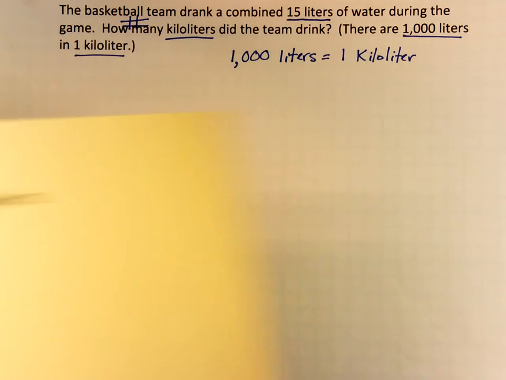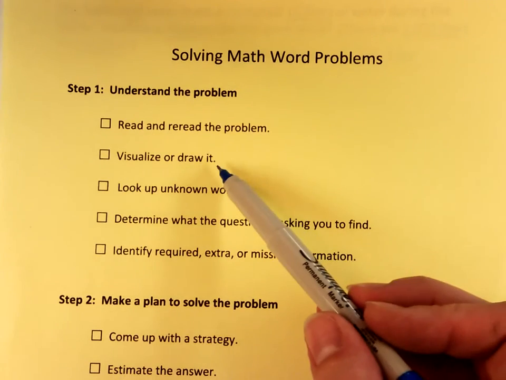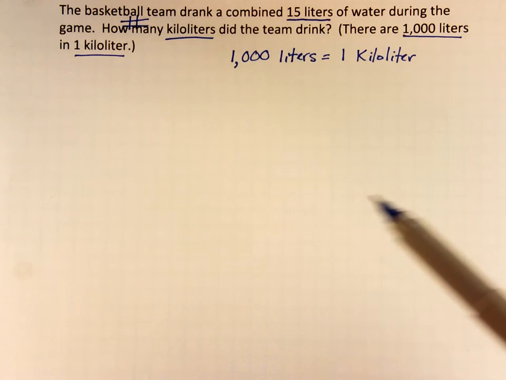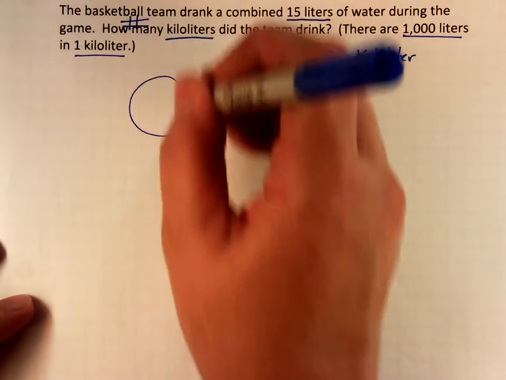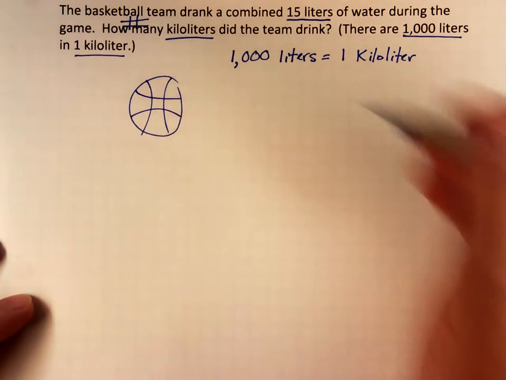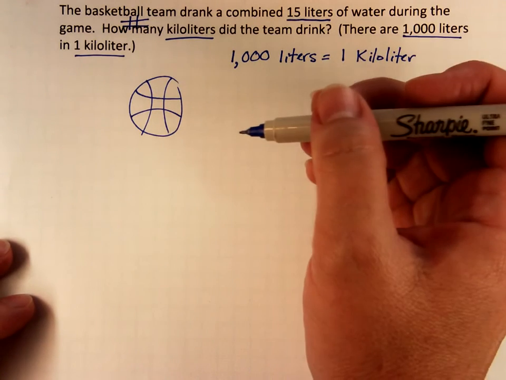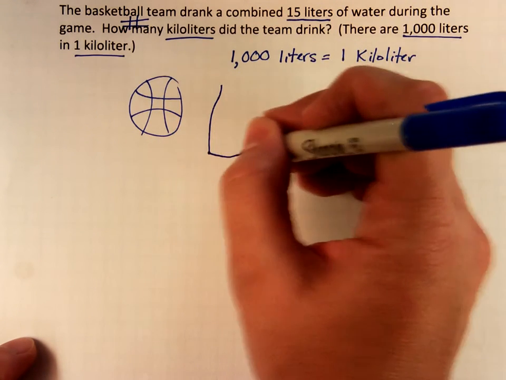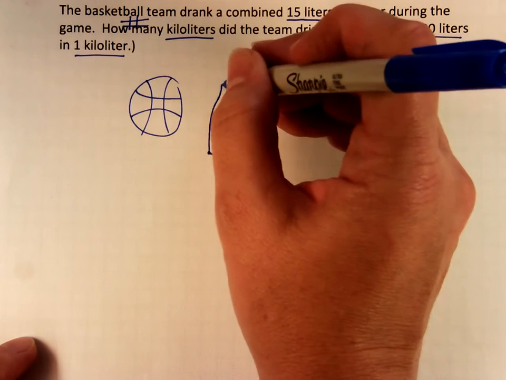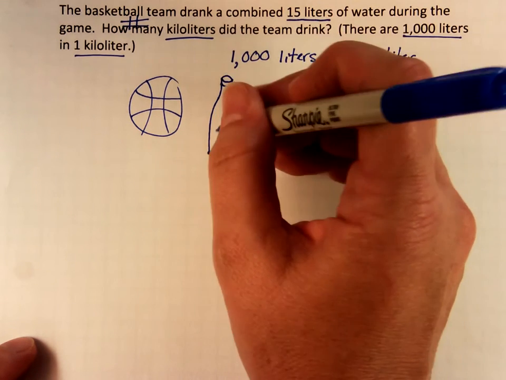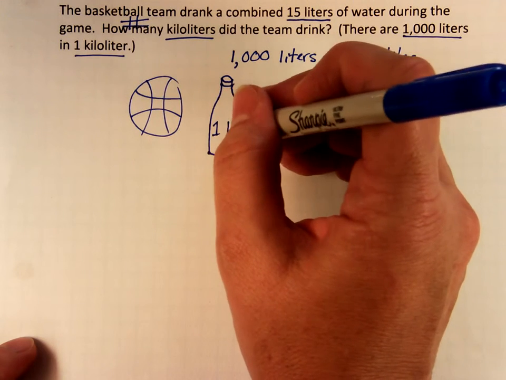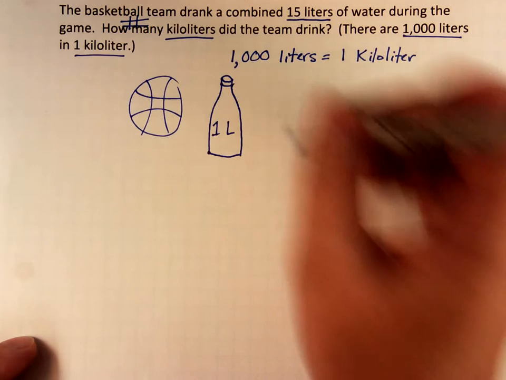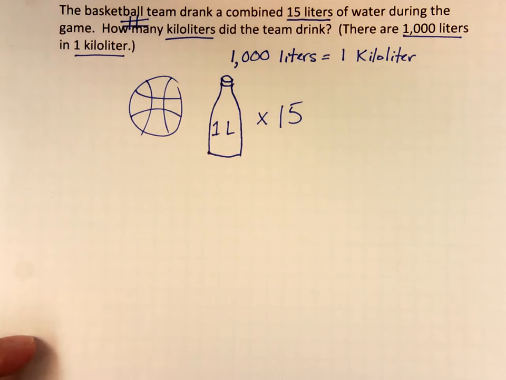Now let's refer back to the checklist. Visualize or draw it. Okay, I have a basketball team. Here's my basketball. And they're drinking 15 liters of water. Well, what's a liter? It's bigger than a cup. It's kind of shaped like a bottle. In fact, I happen to know that a liter is about shaped like this. There we go. I'll just put 1 liter. And they're drinking a combined 15. That's about all I need to do for visualizing it. This is not too difficult of a problem.